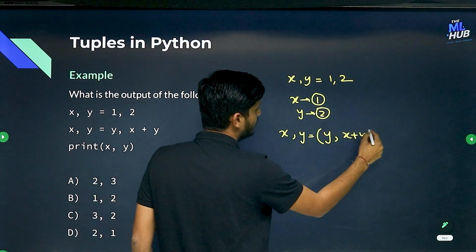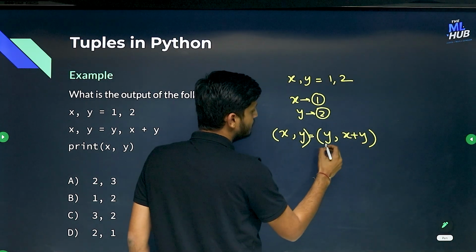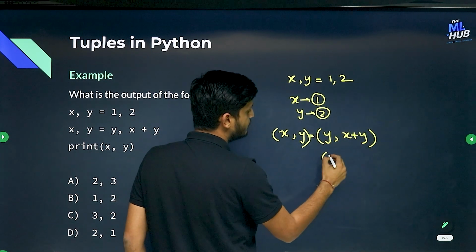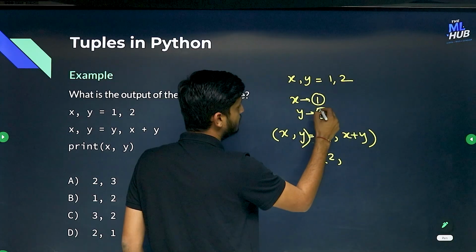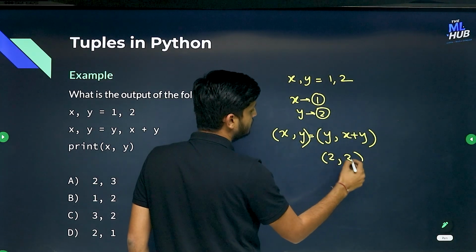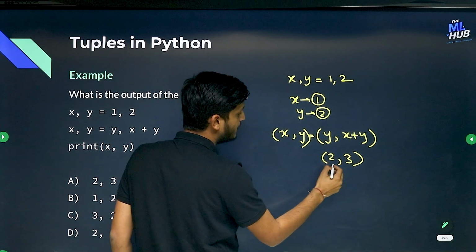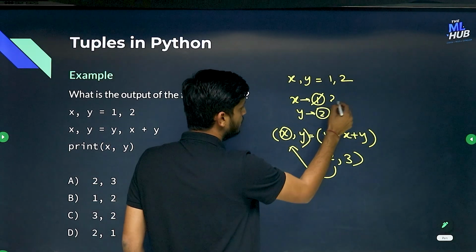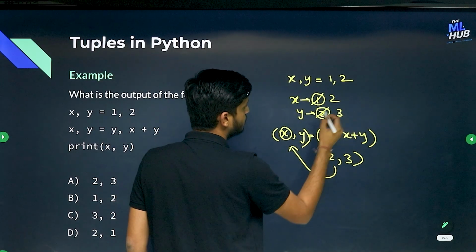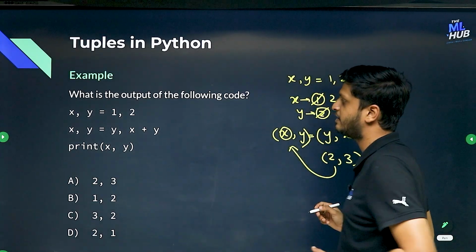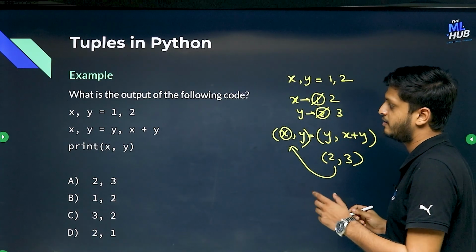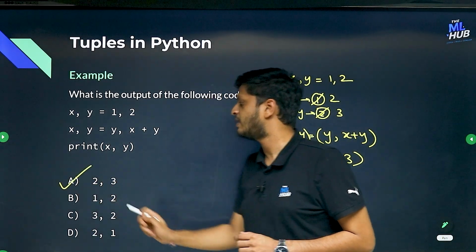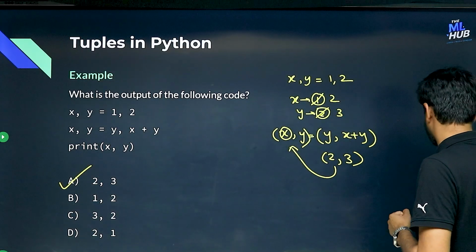So this will be taken as a tuple and this will also be taken as a tuple. So y, x + y is what? Y value is 2 and x + y value is what? 1 plus 2 is 3. Right? 2, 3. So this tuple 2, 3 will unpack here. So x will take the value 2 now and y will take the value 3 now. So x and y after this line will take the values 2 and 3. So 2, 3 will be option A. Okay, option A is correct.